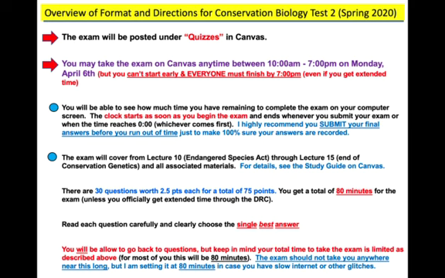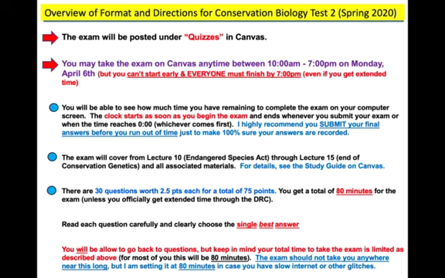The exam is going to cover from Lecture 10, where we started the Endangered Species Act, through Lecture 15, which is the end of conservation genetics, and of course all of the associated readings and handouts and other materials that went along with those lectures. For details on what's going to be covered, see the study guide that I have posted on Canvas for Test 2.